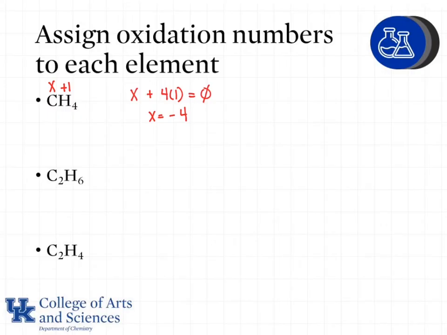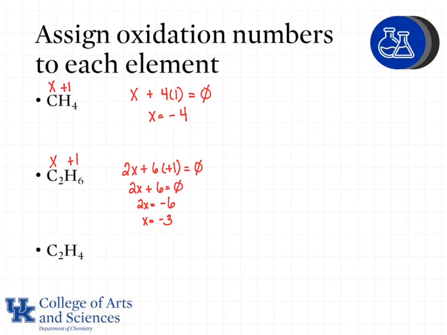For C2H6, carbon is still our unknown. Each hydrogen is plus 1. So we have 2 times X plus 6 times plus 1 equal to 0. 2x plus 6 equals 0. 2x equals minus 6, and x equals minus 3.